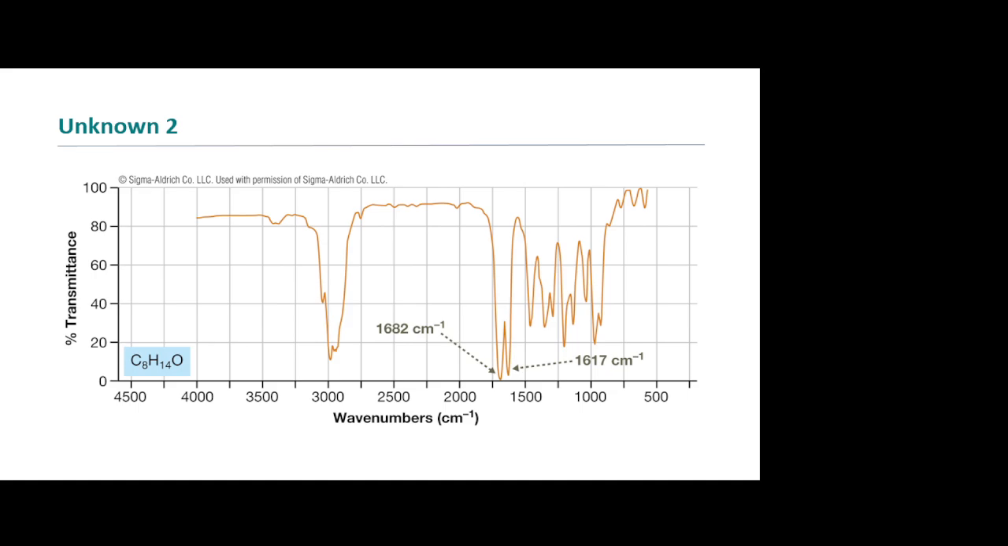Okay, so do we have anything that's near that range? We have two bands that are near those ranges, right? We have the 1617, that's just below the 1620. And then we have the 1682, which would be just above, right? Anybody remember anything about conjugation and that sort of thing? Yeah, it lowers the frequency by like 20 to 40, right?